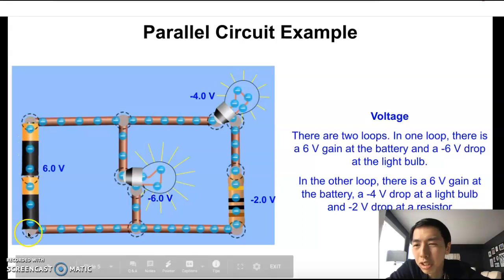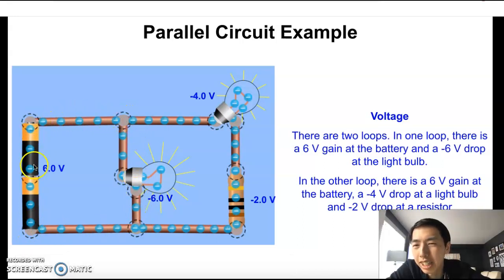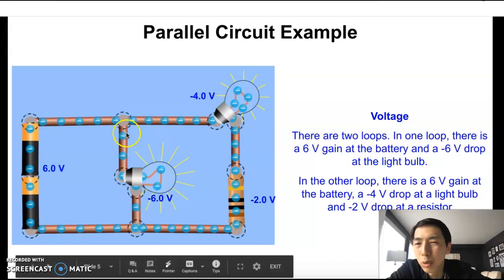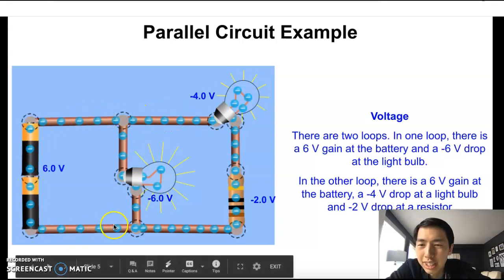That's a loop. So my mouse right now is tracing one loop. Battery, going up the middle path, and going back to the battery. Okay, that's one loop. And then the second loop would be from the batteries all the way to the outside where there's a resistor and a light bulb, and then all the way back to the battery. So my mouse is now tracing the second loop in this circuit. Okay, so there's two loops here.